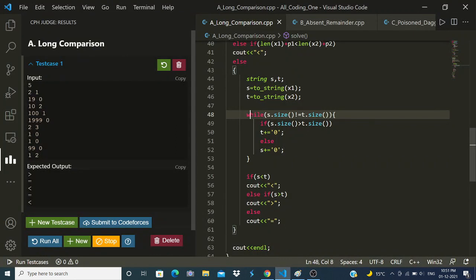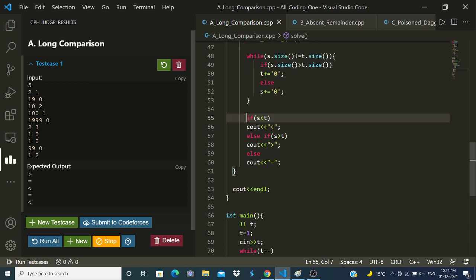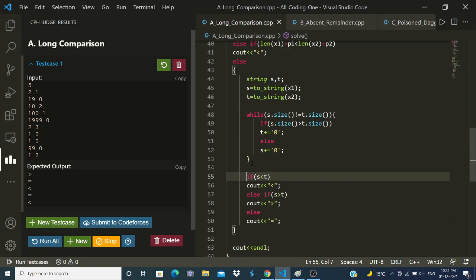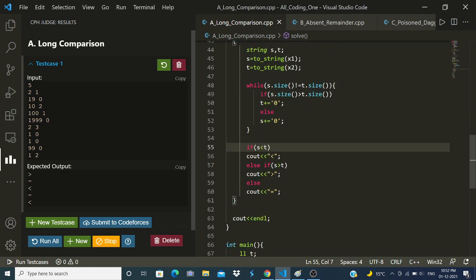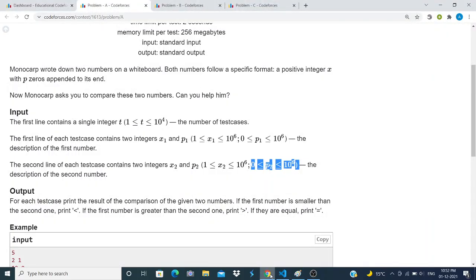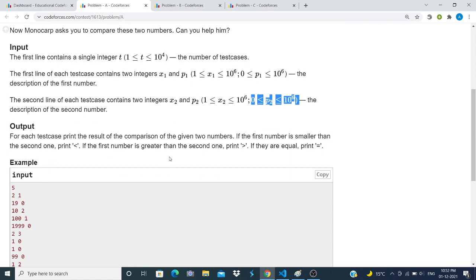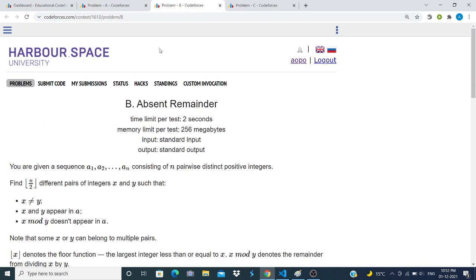So while s.size is not equal to t.size, depending on whose size is smaller, I append 0 to the smaller one. After doing all these things, I just compare them, and depending upon the result of comparison, I output the corresponding operator. So that was all about question number A. Let's move to question number 2.